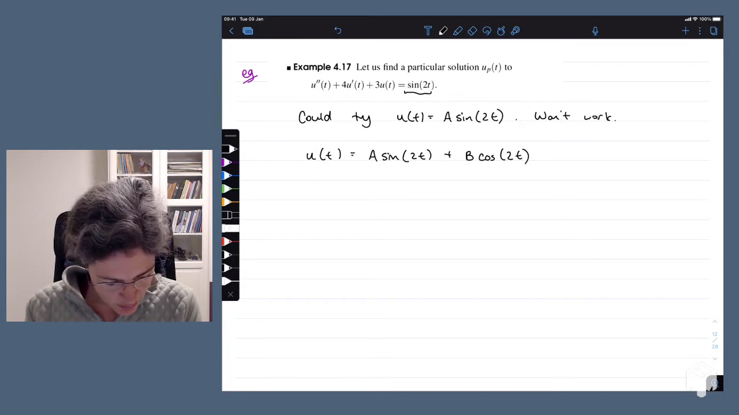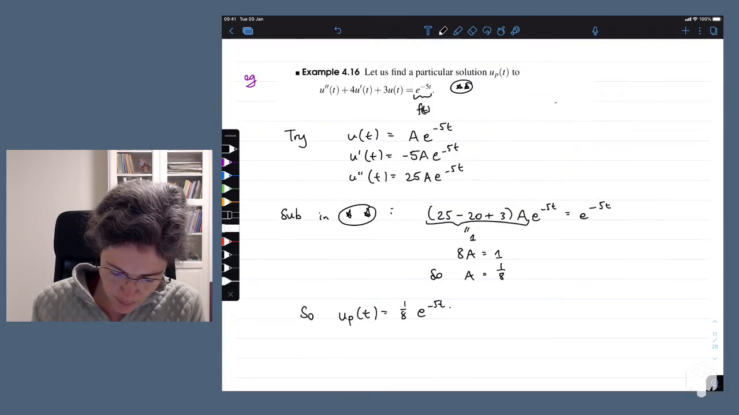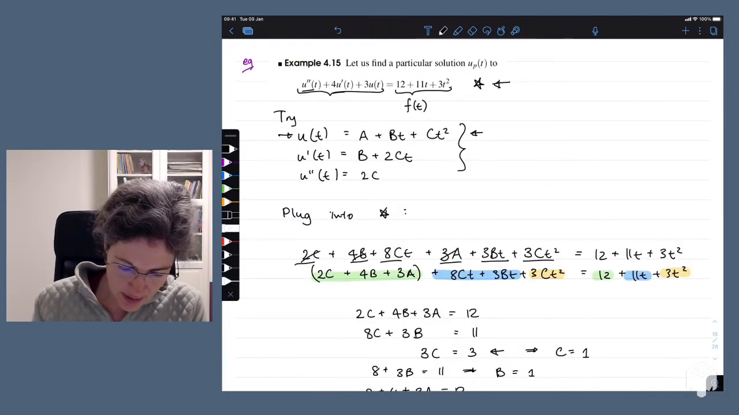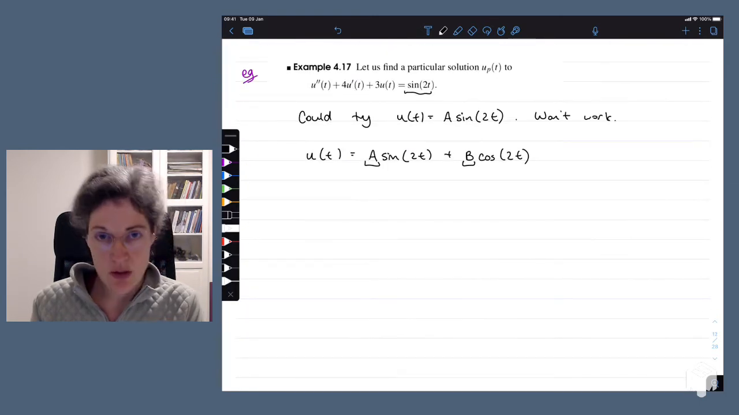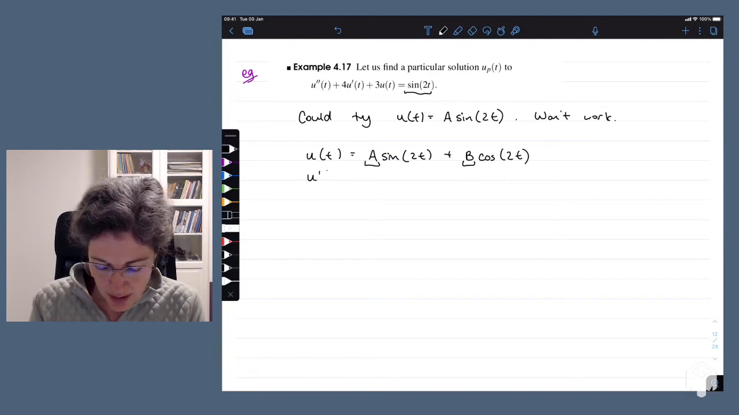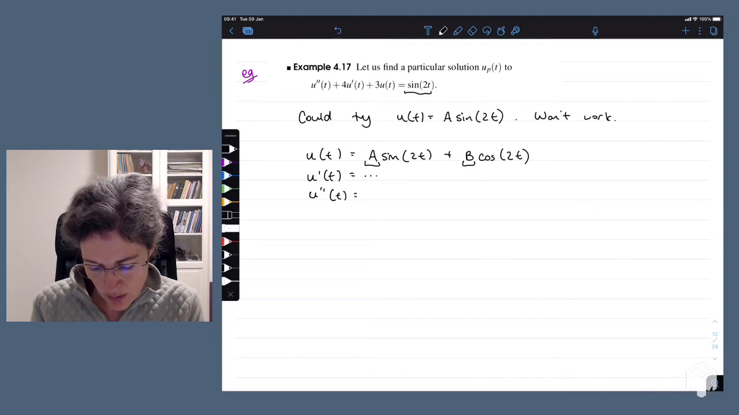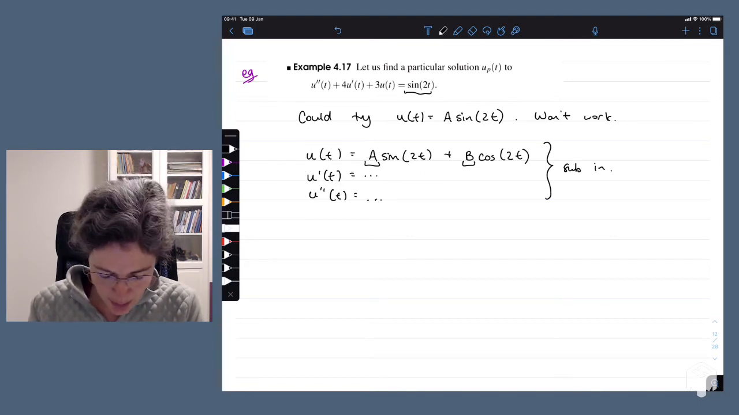And if you plug this all in, you'll notice this has given us two constants. Over here we only had one constant, here we had three constants, so nothing particularly strange about that. It's just going to turn out having the two constants works really well. So you can work out for yourselves what the first and second derivatives will be, and again you substitute in.